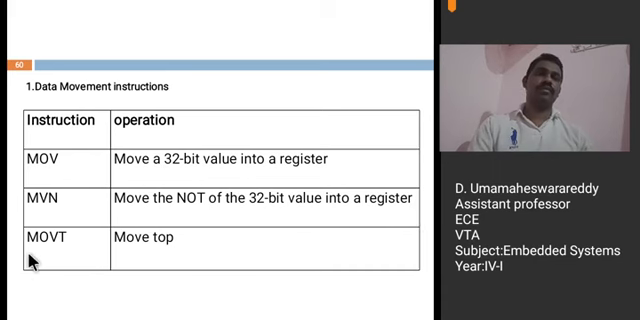Next, move T, move top. This instruction writes 16-bit immediate value to the top half word of a register without affecting the bottom half word. See what it will do? It will write 16-bit immediate value given in the instruction to the top half, that is higher bits of the destination register. It does not affect the bottom half word.